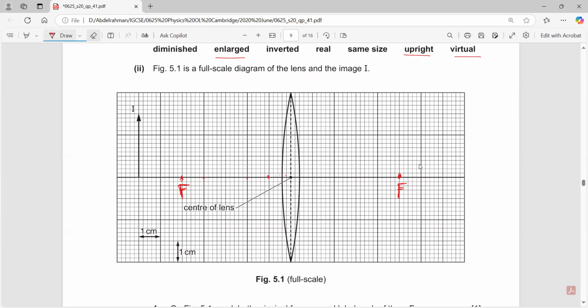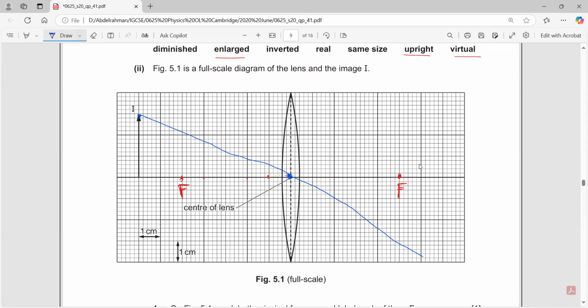First of all, we need to draw some lines. The easiest ray to draw is the ray from the tip of the image, which passes through the tip of the object and moves through the center of the lens. So from the tip of the image to the center of the lens, you use your ruler. It passes through the center of the lens and moves in a straight line. This is the first and easiest line.